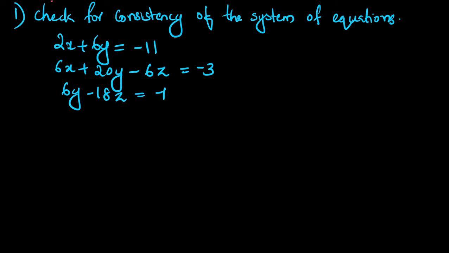We can look at an example. Check for consistency of the system of equations: 2x plus 6y equal to minus 11, 6x plus 20y minus 6z equal to minus 3, and 6y minus 18z equal to minus 1. Check if the system of linear equations is consistent or not.